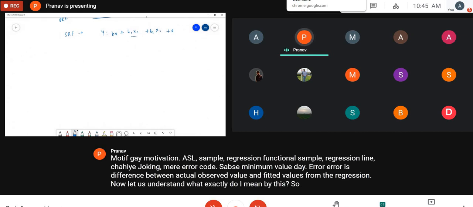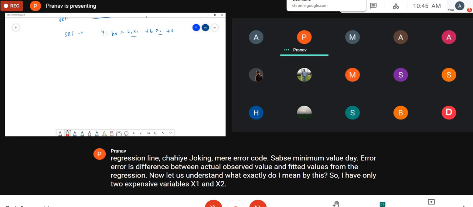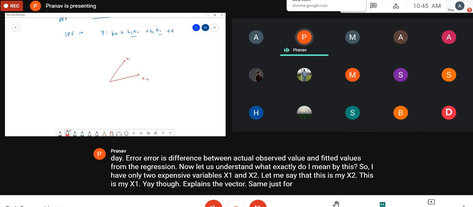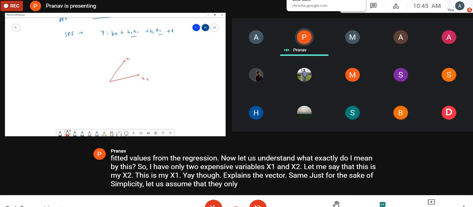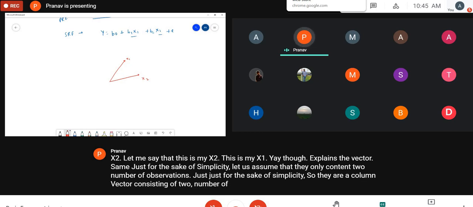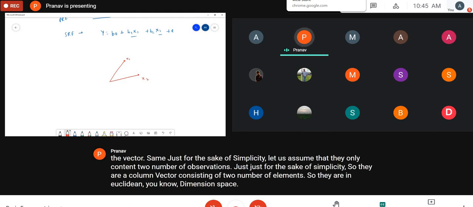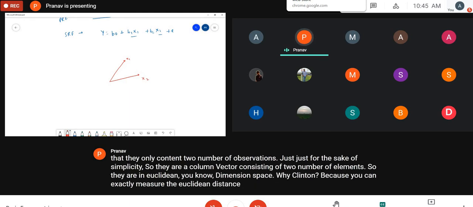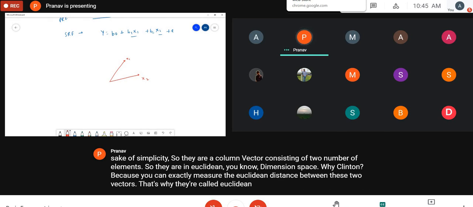So I have only two explanatory variables, x1 and x2. Let me say that this is my x2, this is my x1. ये दो explanatory vectors हैं. Just for the sake of simplicity, let us assume that they only contain two observations. So they are a column vector consisting of two elements, so they are in Euclidean dimension space. Why Euclidean? Because you can exactly measure the Euclidean distance between these two vectors. That's why they are called Euclidean space.